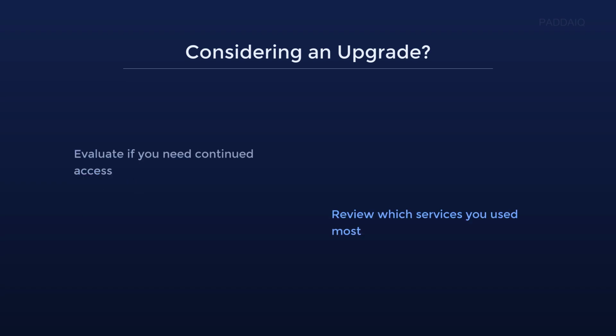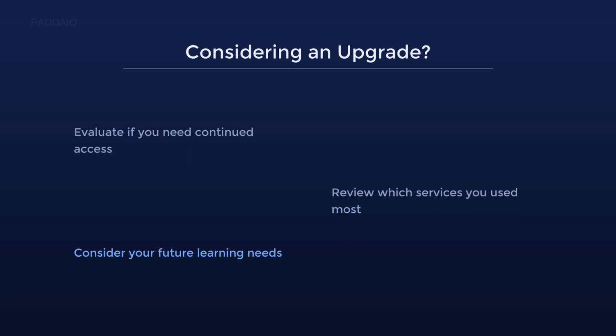Review which services you used most. This means checking which SAP BTP services your team actively relies on, so you focus on upgrading those first. For instance, if your team frequently uses the SAP HANA Cloud database, prioritize its upgrade to maintain performance. This ensures your upgrade efforts align with actual business usage.